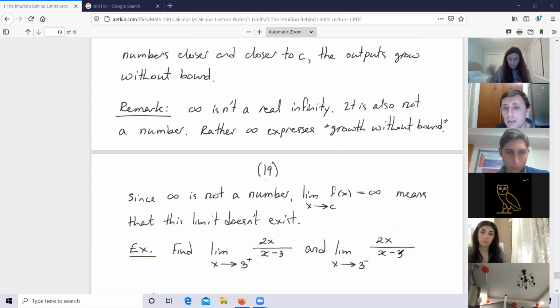Now, could you tell me for the left part, limit as x goes to 3 minus, what is this? Exactly, Jasprit, it's exactly what you're saying.